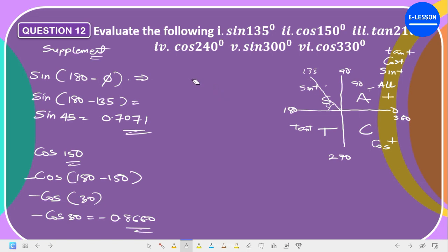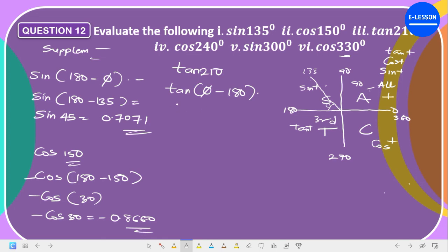Now the next one is tan 210. Tan is positive in the third quadrant, and 210 is between 180 and 270, so it falls in the third quadrant. So what are we going to do in this case? For the third quadrant, this is how to get the supplementary angle: tan of (phi minus 180).